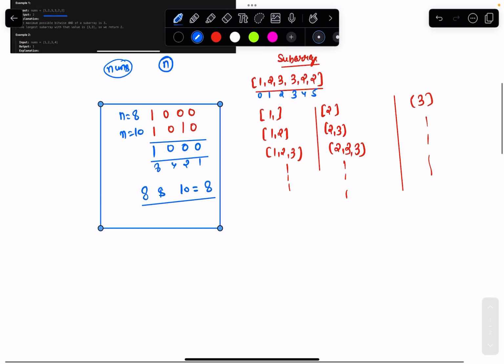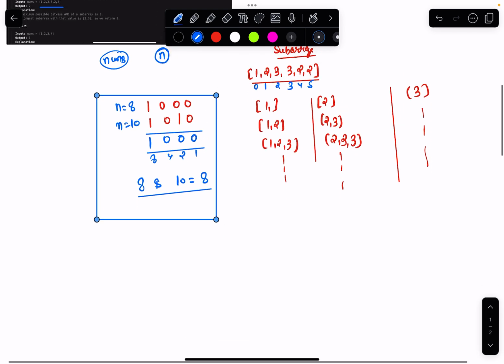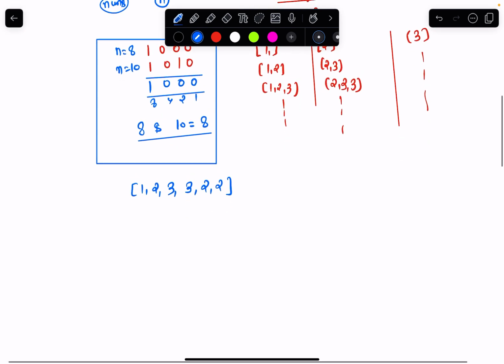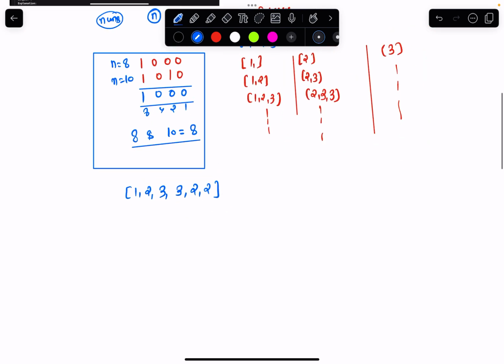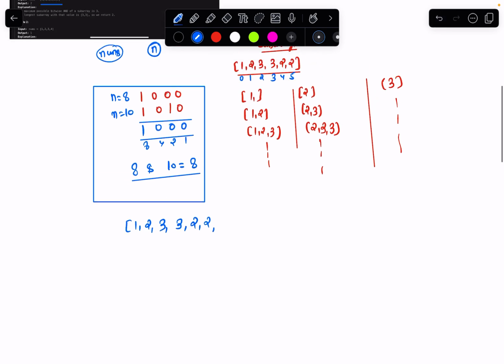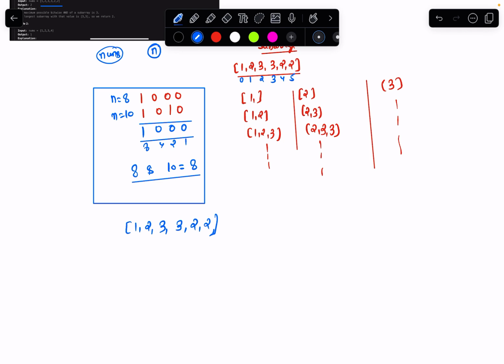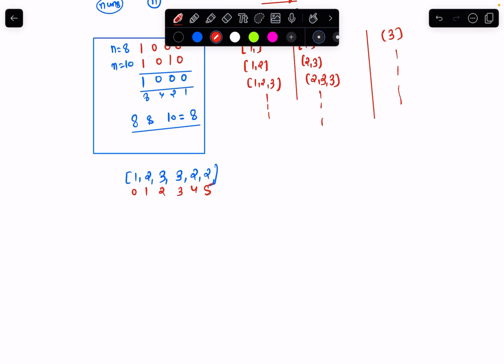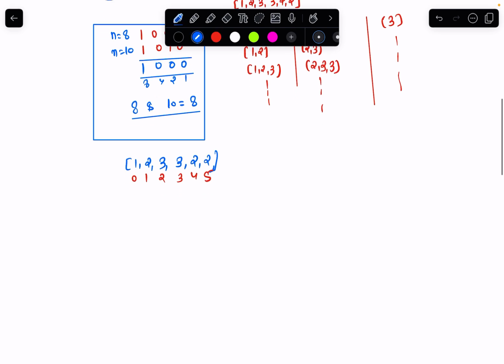Now what can I do here? We have to find the maximum bitwise AND of a subarray. Now this is your array 1 comma 2 comma 3 comma 3 comma 2 comma 2, right? For this array, the first approach, the brute force approach, is basically to start from index 0, and the indexes are 0 1 2 3 4 and 5. In this array you can find all the subarrays.